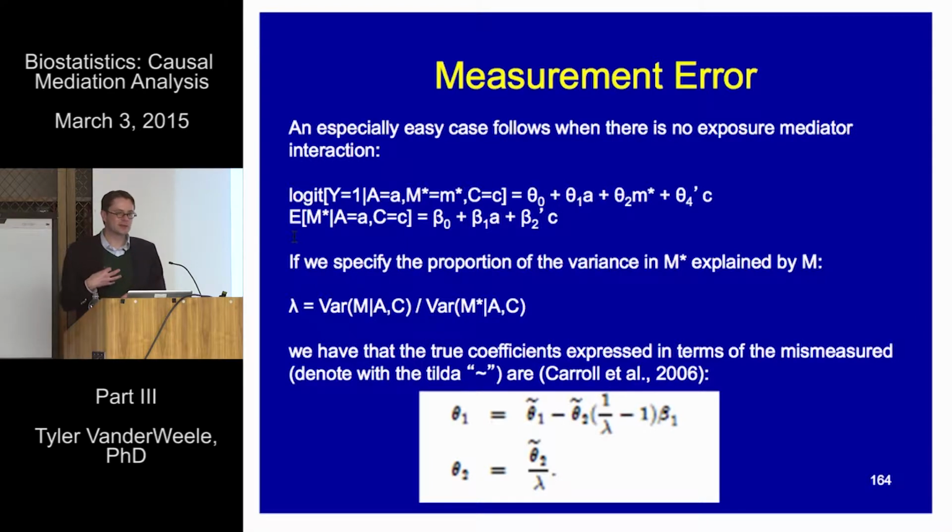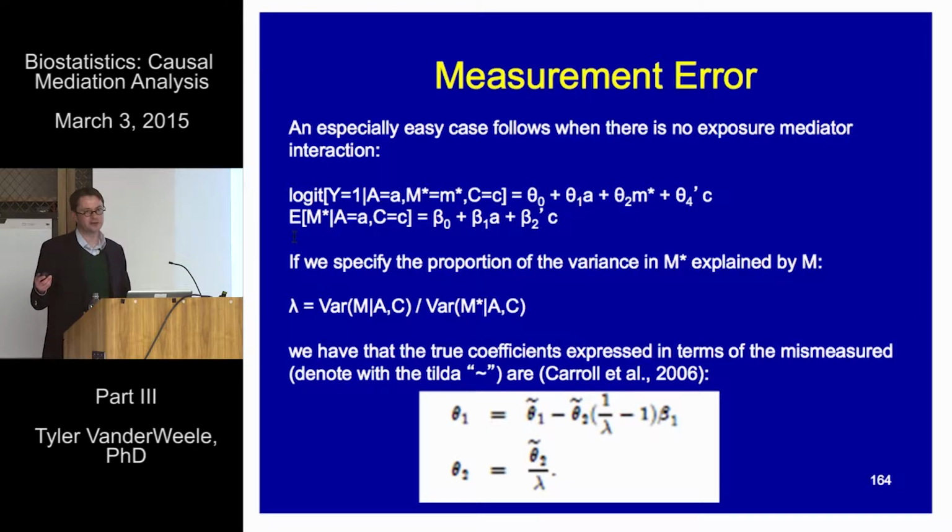In the absence of exposure-mediator interaction, we actually get pretty easy closed-form solutions to this, and this is, again, just standard measurement error correction results. The corrected theta 1 coefficient in the absence of exposure-mediator interaction is just our estimate of theta 1 minus the estimate of theta 2 divided by our sensitivity analysis parameter lambda times the effect of the exposure on the mediator. And to get a corrected estimate for theta 2, we just take our observed estimate of theta 2 divided by lambda. So we can get corrected estimates pretty easily.